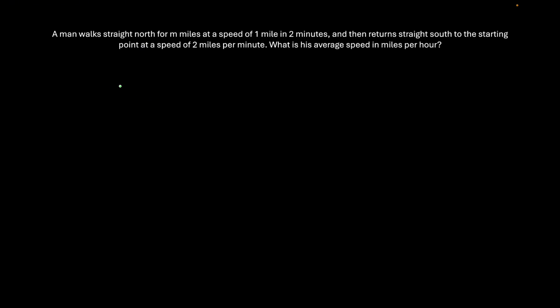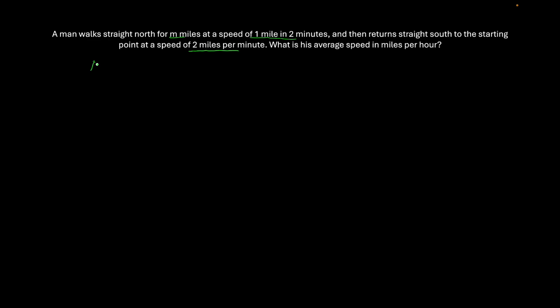So in this question, we need to find the value of the average speed of a man who walks from north to south, and the distance is m miles, and his speed is 1 mile in 2 minutes. And when he returns from south to north, his speed is 2 miles per minute. So we need to find the average speed.